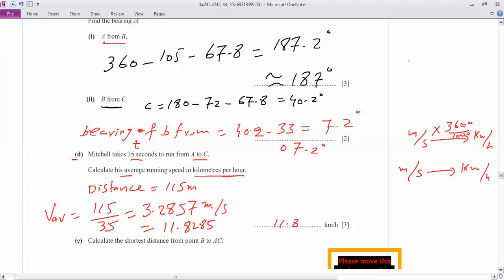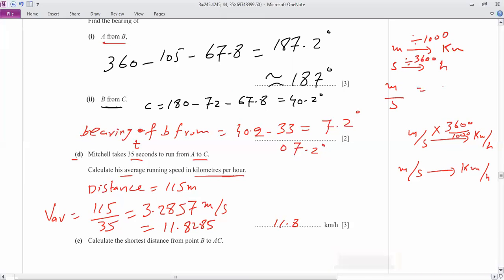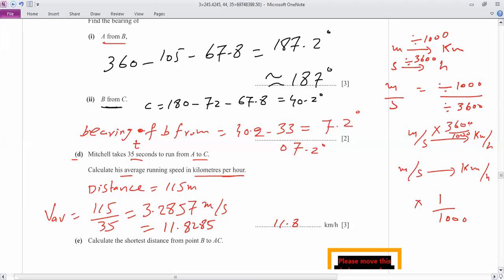Let me check that I used the correct rule. To change meters into kilometers, I divide by 1000. To change seconds into hours, I divide by 3600. So if it is meters per second, when I multiply, it becomes 1 over 1000 and 1 over 3600. So yes, it is correct. I hope you can remember that.